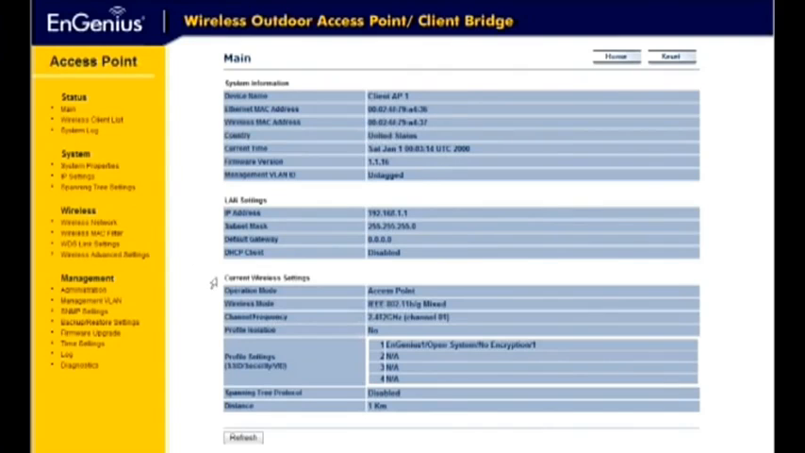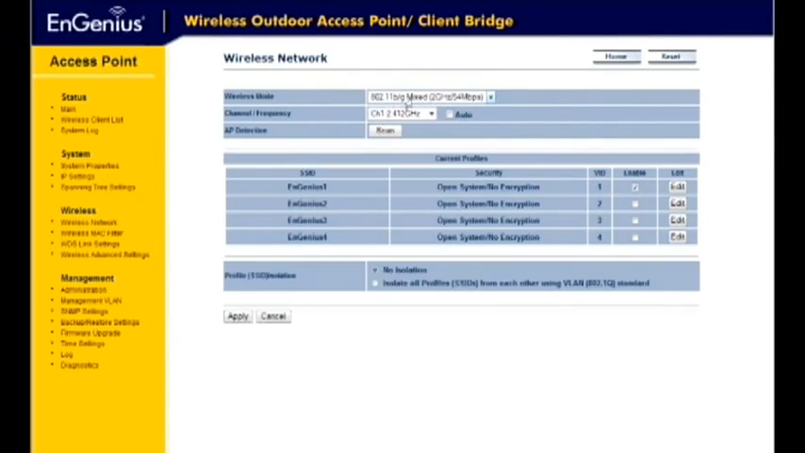To set up your wireless network settings, click on the wireless network link under the wireless drop-down menu. Specify your wireless mode as either B, G, or B&G mixed. We recommend using B&G mixed. Select a channel from the drop-down list. Channels available are based on the country's regulation. The preferred method is to check the Auto checkbox.